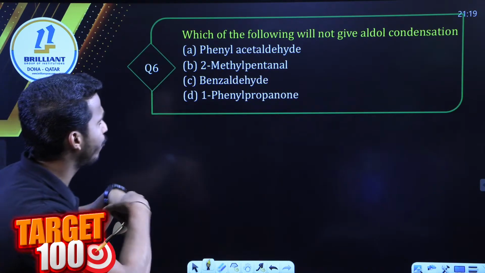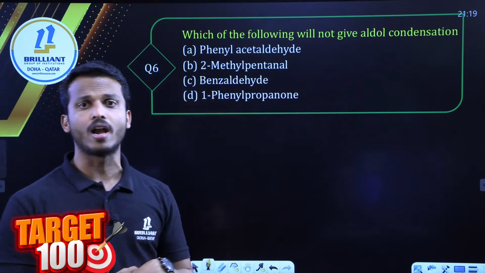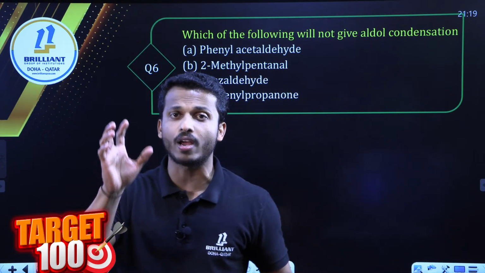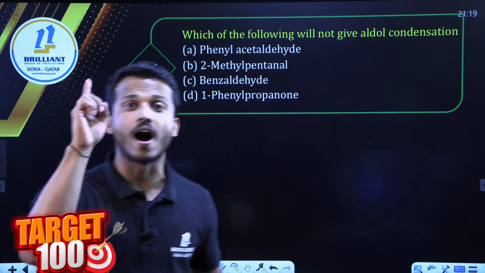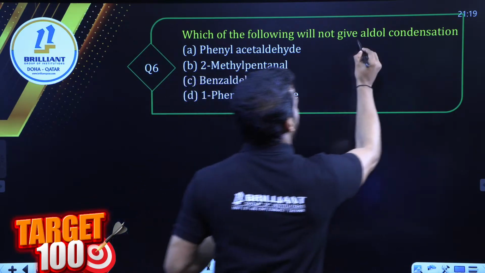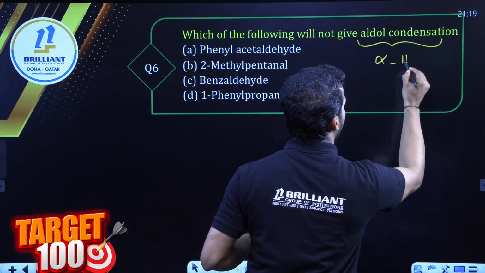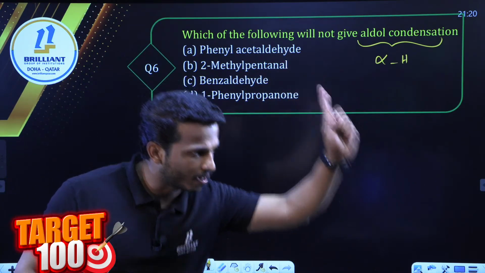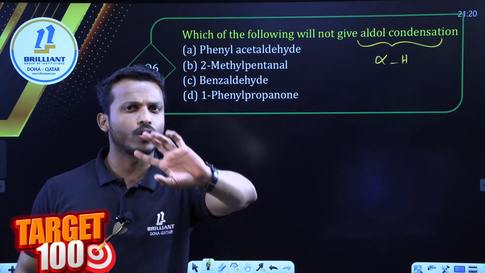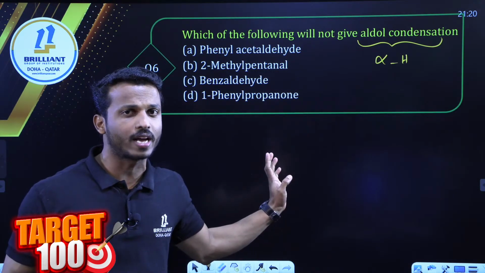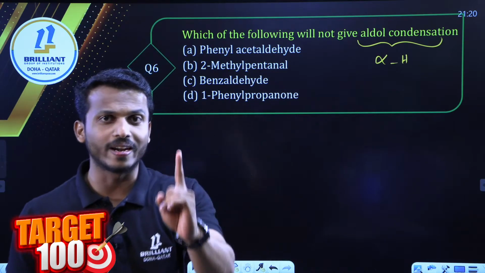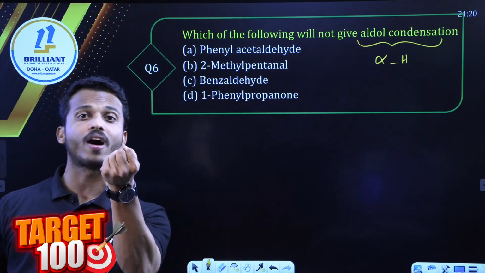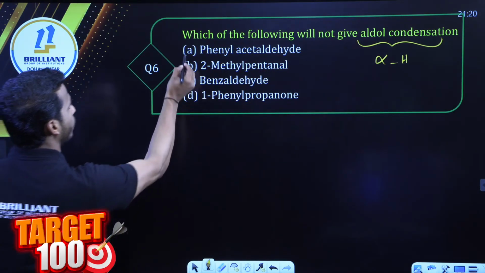Tell me, dear all, which of the following will not give aldol condensation? You know very well, aldol condensation is given only by aldehydes which contain alpha hydrogen. If aldol condensation is to happen, they should contain alpha hydrogen. Already the answers are coming in the chat box, but for those who don't know the structure, I'm just giving the idea. Keep in mind, all of you, aldol condensation is given only by aldehydes which contain alpha hydrogen atoms. Let me just draw the shape of the molecule, okay?